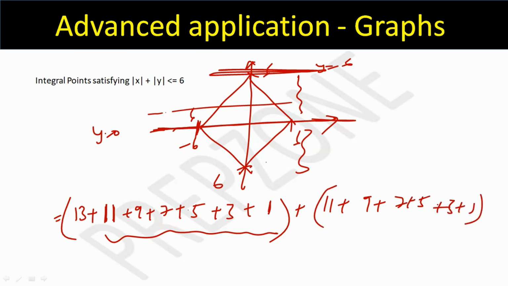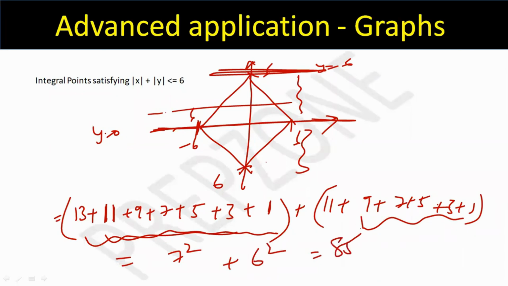Is this clear? What is this? This is the sum of the first 7 odd numbers. It has to be 7 square. This is the sum of the first 6 odd numbers. It has to be 6 square. So 49 plus 36 is nothing but 85.